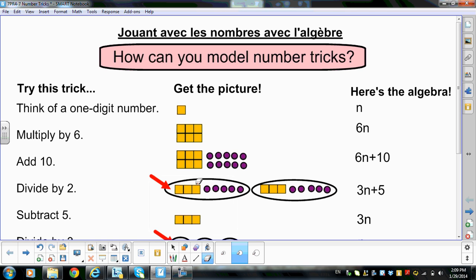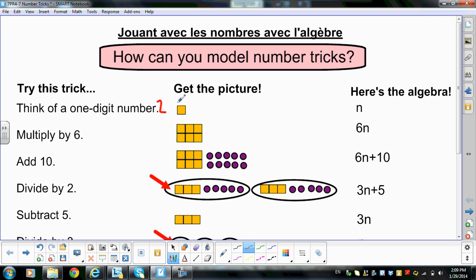Today we're going to play around with some numbers and we're going to model some tricks. We're talking a little bit about algebra, we're talking about rules, and we're talking about pictures today. So try this trick. Think of a one-digit number. I'm going to start with the number 2.